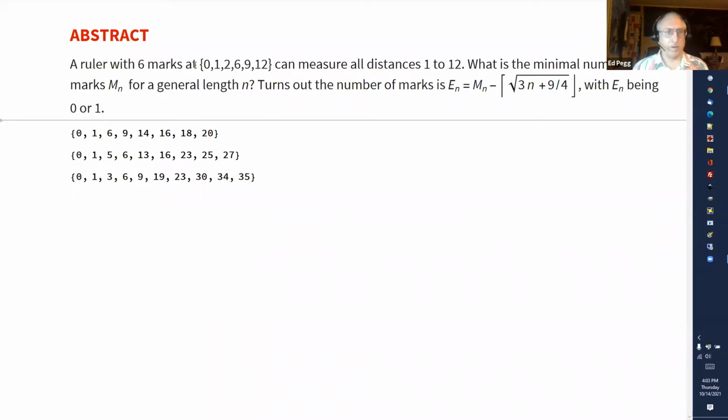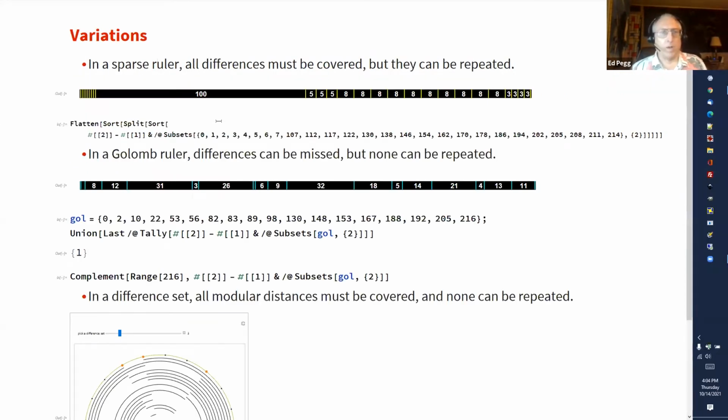So here's an example of a sparse ruler, 6 marks. We can measure any distance 1 to 12. And this formula here, the square root of 3n plus 9/4 rounded, gives a very good approximation to the number of marks needed for a graceful graph. So here's a longer sparse ruler, and all the distances from, in this case, 1 to 214, you can use this ruler here to measure that distance.